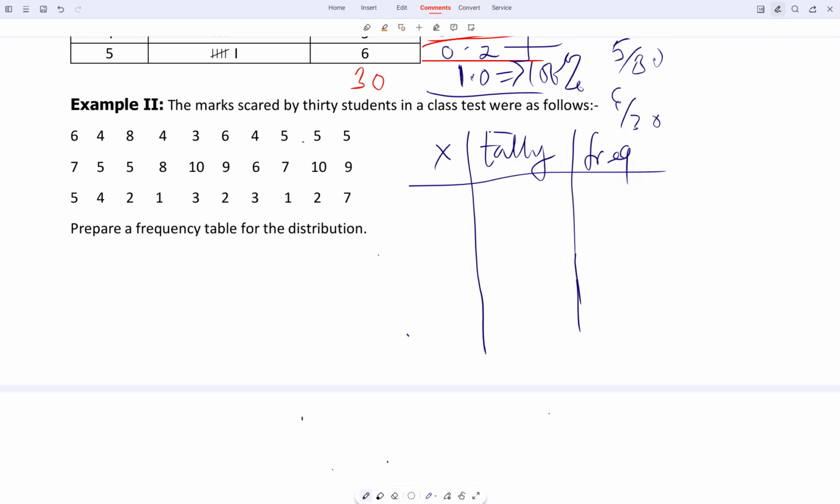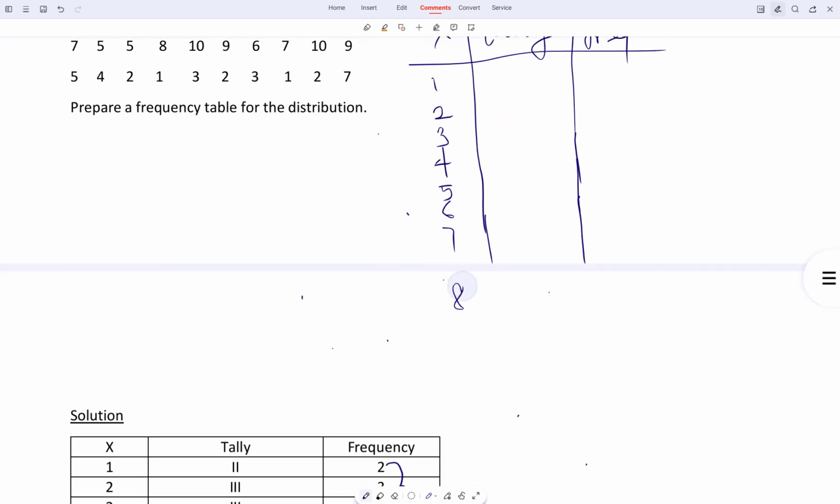So let's do it. The numbers: we have 1, and then we have 2. Do we even have 2 there? Okay, we have 2 there. We have 3, 4, 5, 6, 7, then we have 8, 9 and 10.